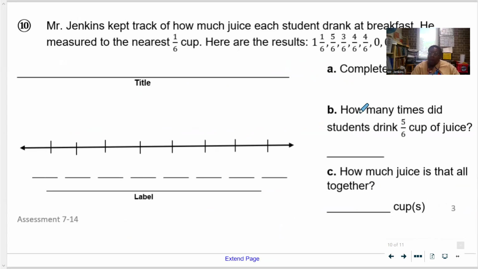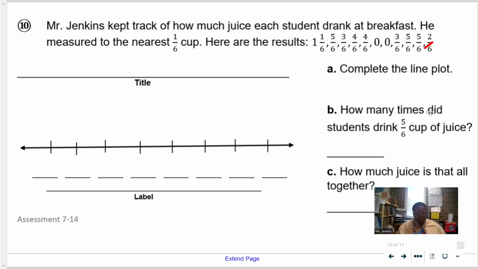When you are writing a line plot, we have all the data listed, but you also need to write a title. It needs to make sense. Label or write your numbers and then label the data at the bottom as well, like what those numbers are for, okay? So this problem says that Mr. Jenkins is keeping track of how much juice each student drank. He measured them to the nearest 1/6 of a cup, and these are the results, okay?